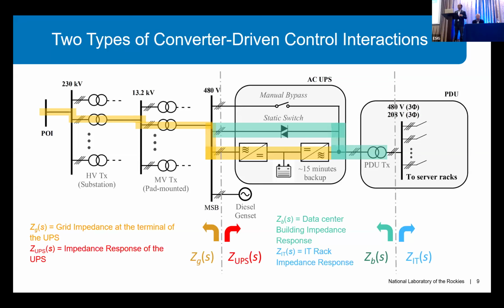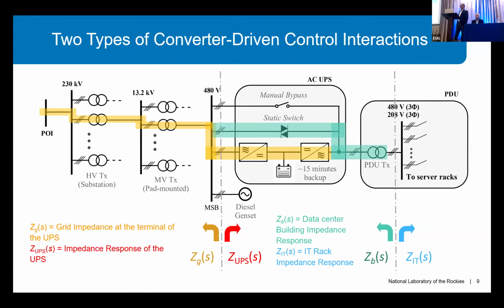And second is control interactions or stability issues, just like weak grid instability in IBRs. Going a little bit into the weeds of this, there are two types of control interactions that can happen within the data center and the grid, again depending on whether the UPS operates in double conversion mode or the bypass mode. In the double conversion mode, shown by this yellow line, the grid interacts directly with the front end converter of the UPS. And that's why its modeling becomes important.